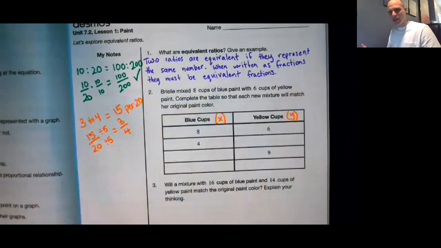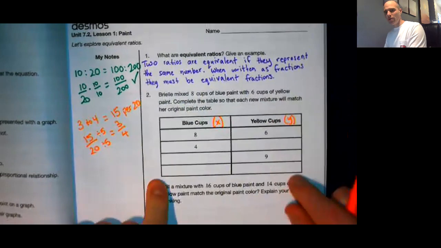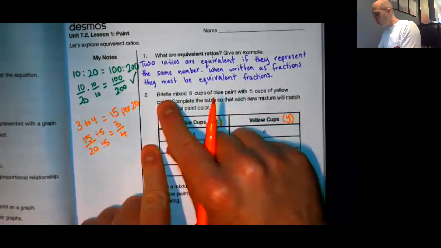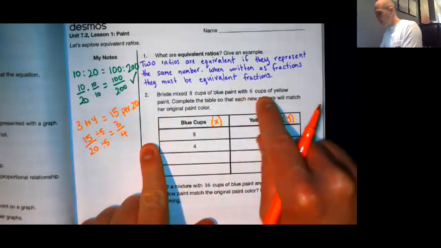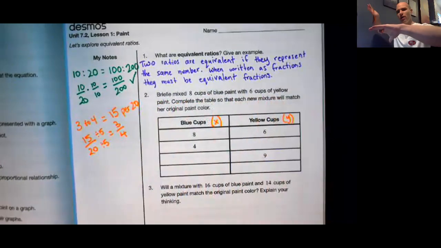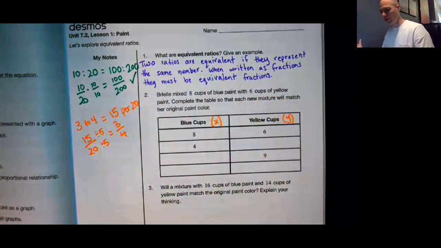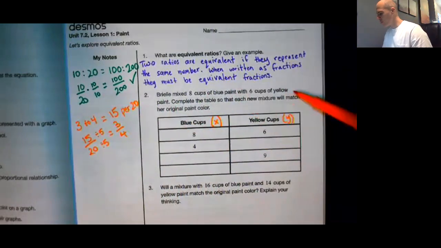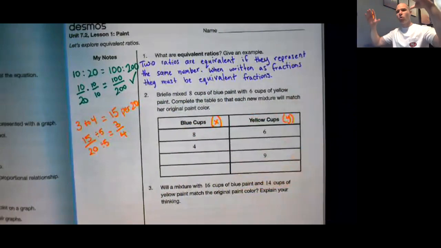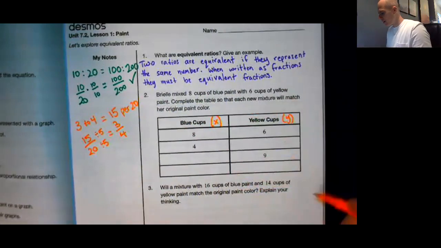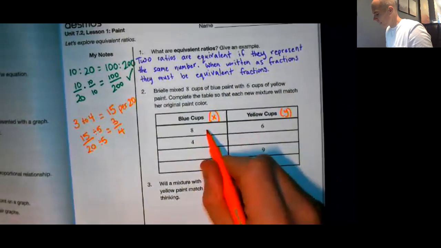All right, and so I want to build equivalent ratios in this one. It's talking about Brielle mixing 8 cups of blue paint with 6 cups of yellow paint. Okay, so 8 blue, 6 yellow. I think that makes some shade of green. Complete the table so that each new mixture will match her original paint color. So if she needs more of this same green color, she has to make sure that she's always using 8 cups of blue and 6 cups of yellow, or at least 8 parts blue, 6 parts yellow, so that the color turns out the same. If she uses too much blue or too much yellow, it'll mess it up. All right, so the original ratio we're given is 8:6.